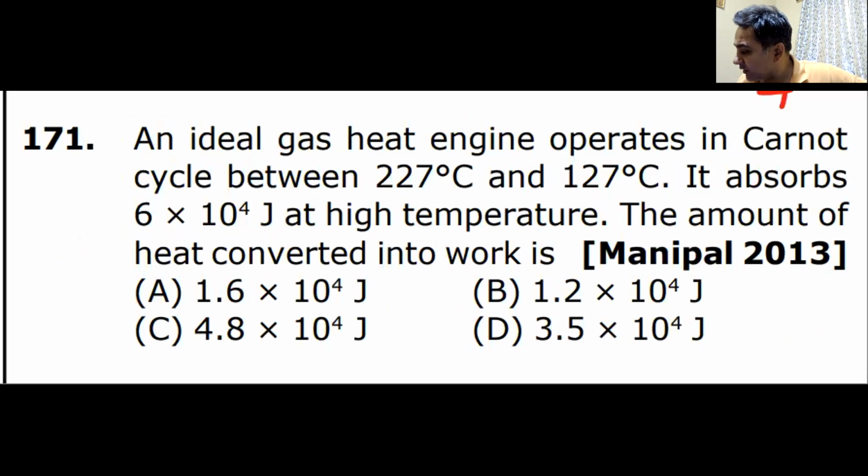Best of luck. This one comes here. Question 171. An ideal gas heat engine operates in Carnot cycle between 227 and 127 degrees Celsius. It absorbs 6 into 10 to the power 4 joules at high temperature, that means the source. What is the amount of heat converted into work? Your time starts now.